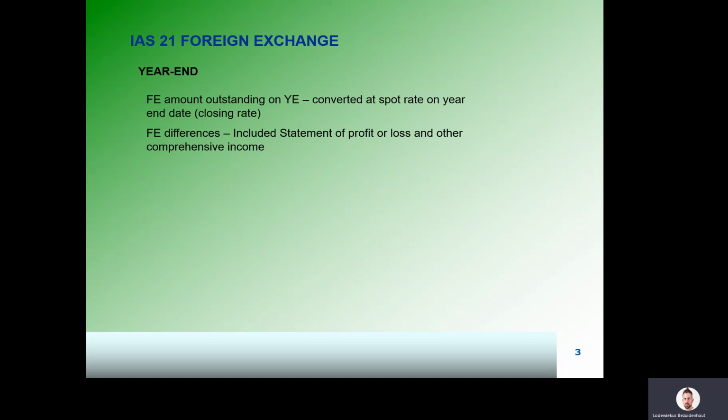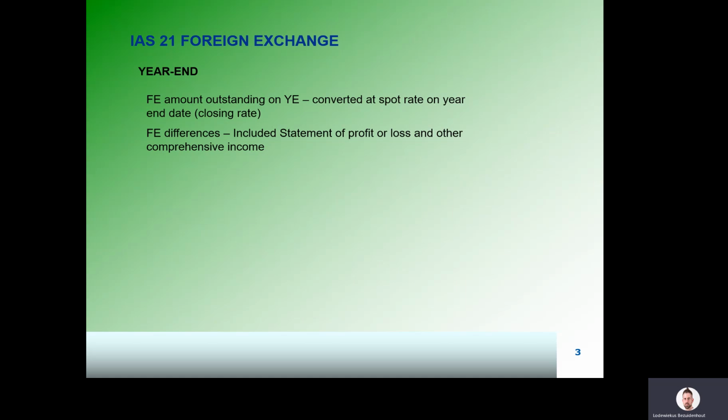So we will convert any foreign currency that we still owe. If you have, for instance, a transaction where we import something for $1,000 in the middle of the year, and we pay $500 before year end, how much is left on year end? We still owe $500 on year end. So that $500 is then converted at the spot rate on year end to calculate what we still owe in rand terms on year end.